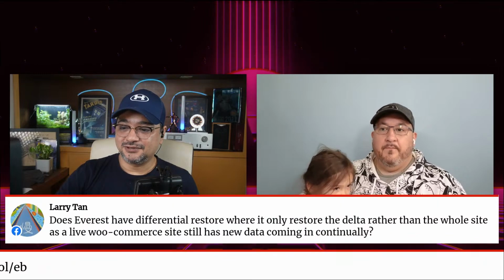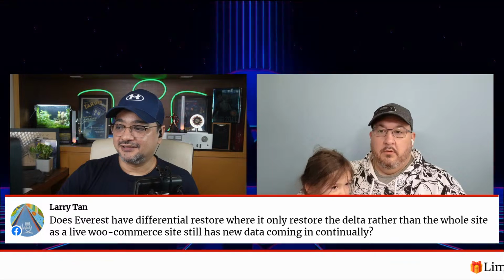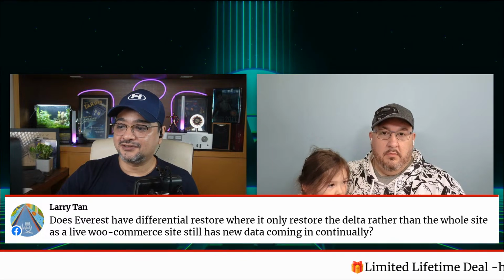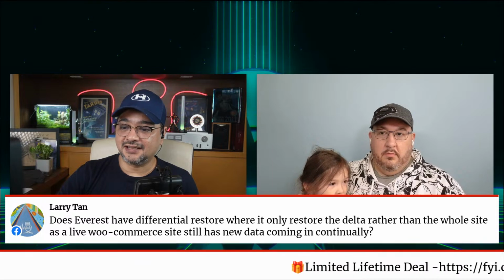So Larry asked a question, and this will be the last question. I want to follow up on the Everest differential restore, where it only restores the delta rather than the whole site, as a live WooCommerce site still has new data coming in continually. I don't think they have it yet, because I restored it in one of my WooCommerce sites and I didn't notice any differential backup. But this is very good feedback, because Prabin really needs to see this as well. I think he got disconnected.